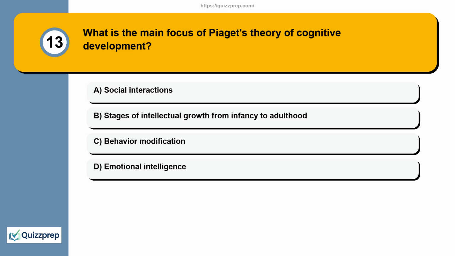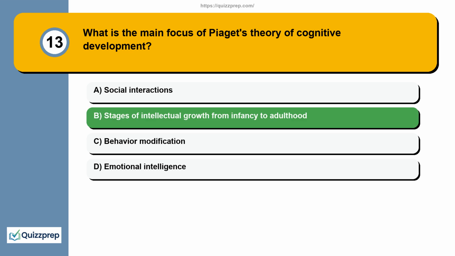Question 13. What is the main focus of Piaget's theory of cognitive development? Here are your options. Option A. Social interactions. Option B. Stages of intellectual growth from infancy to adulthood. Option C. Behavior modification. Option D. Emotional intelligence. The correct answer is option B.